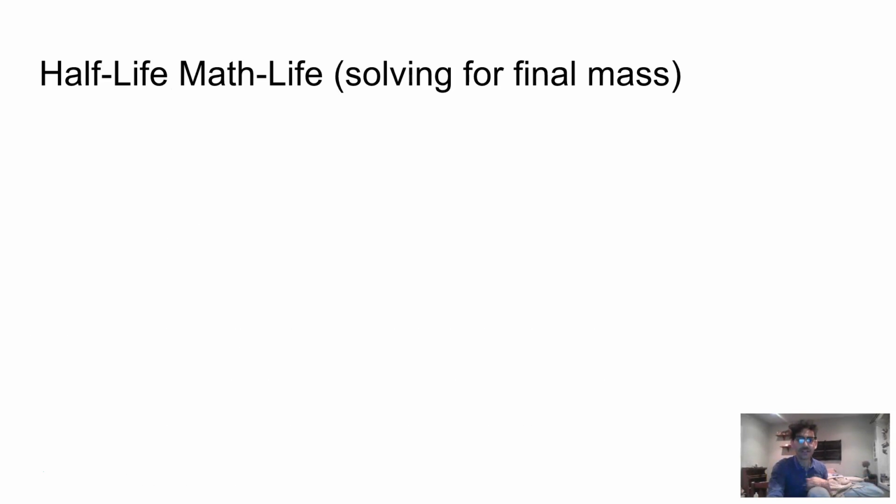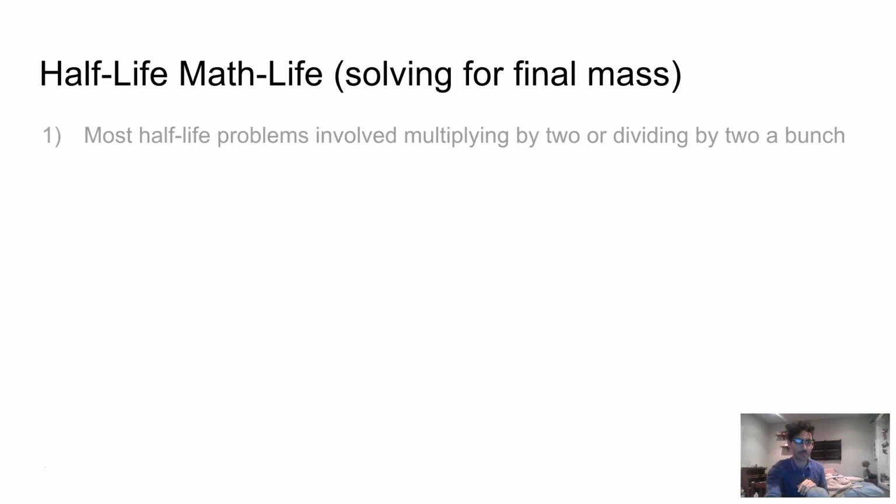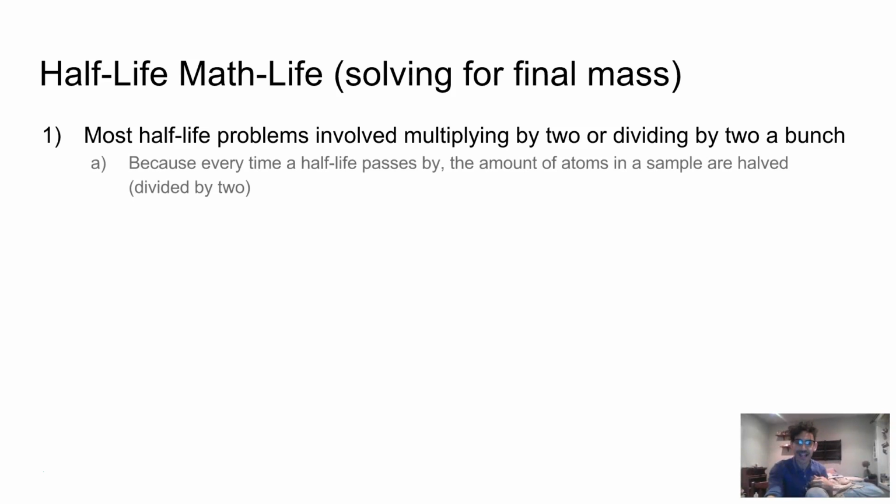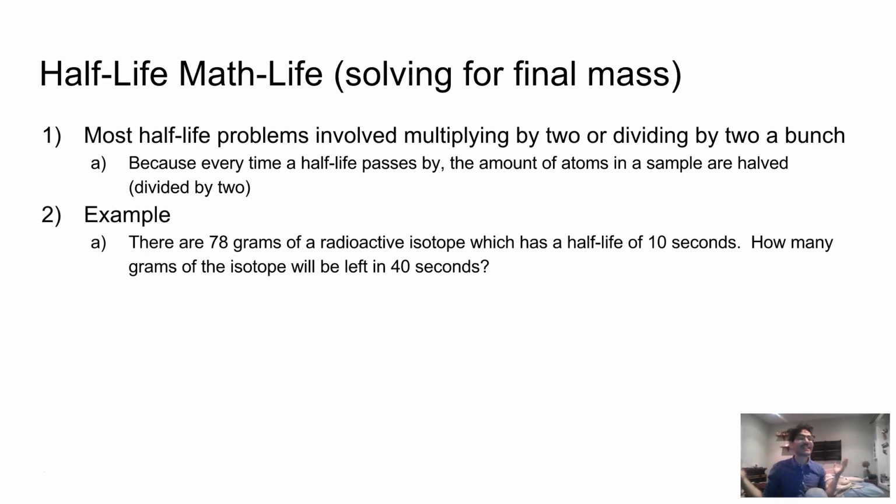Half-life, math-life, let's learn how we can solve for the final mass of a sample. Most of the half-life problems we'll do involve multiplying by 2 or dividing a number into a bunch. This is because every time a half-life passes, the amount of atoms in a sample is halved, or divided by 2. So first example, we've got 78 grams of a radioactive isotope, which has a half-life of 10 seconds. How many grams of the isotope will be left after 40 seconds?